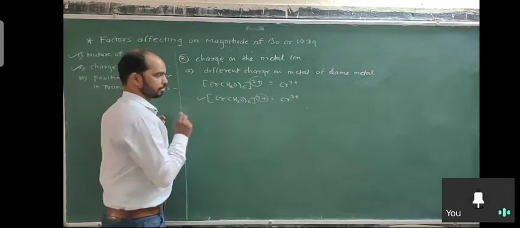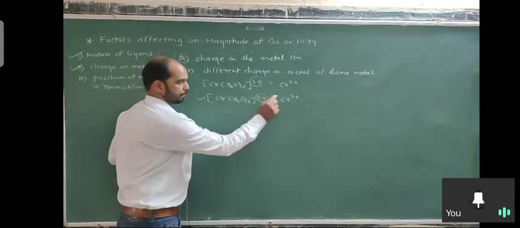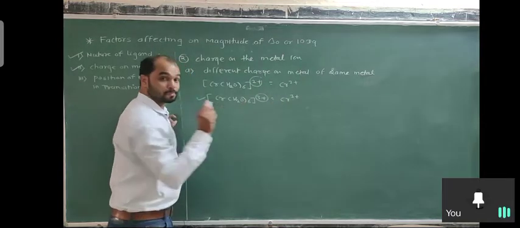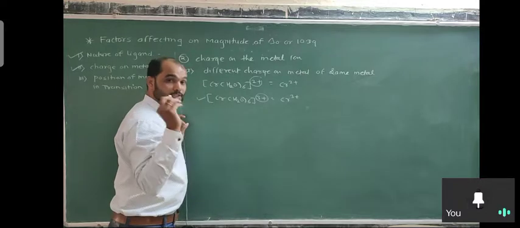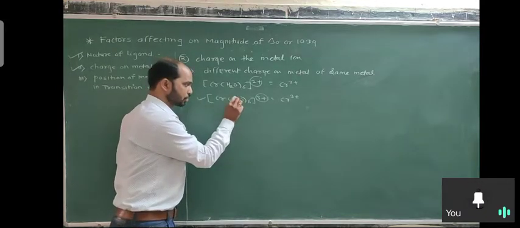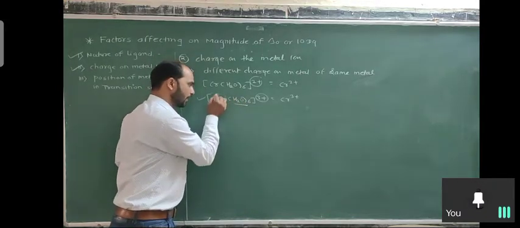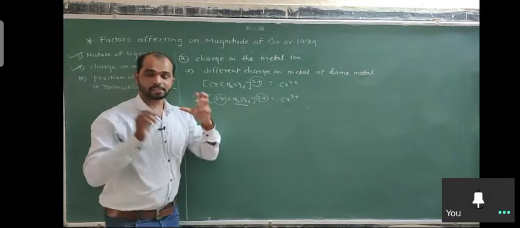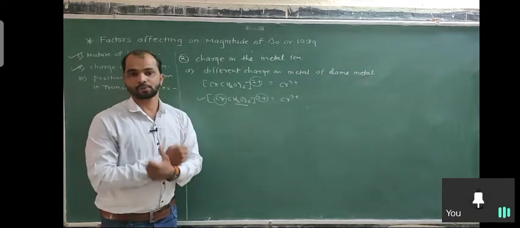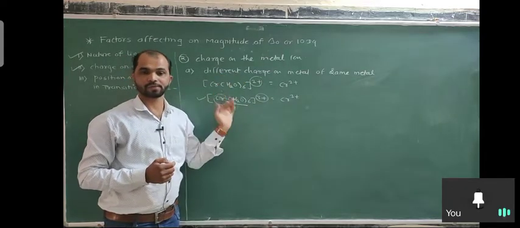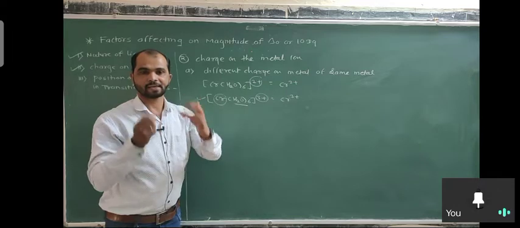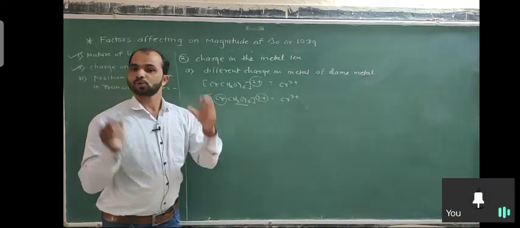So what happens? In the second case the ligands are more tightly attracted to the metal ion, which means the interactions of H2O and the remaining electrons of Cr are more powerful in the second case as compared to the first one. So if there are more interactions, that means higher repulsion is possible.